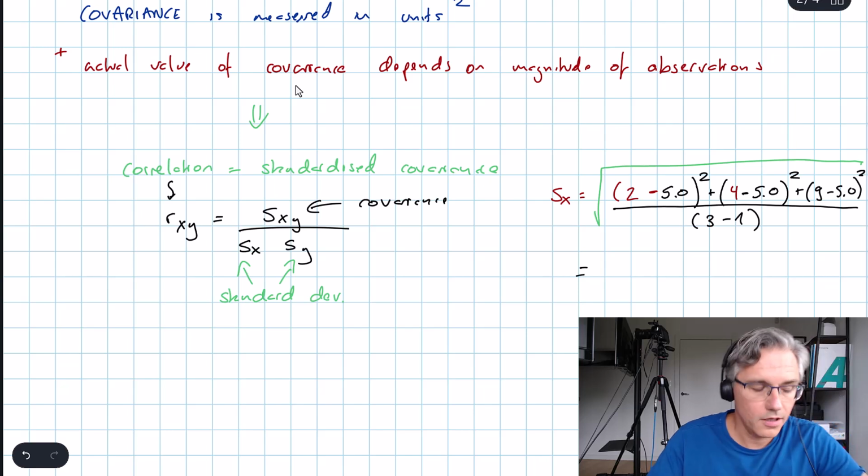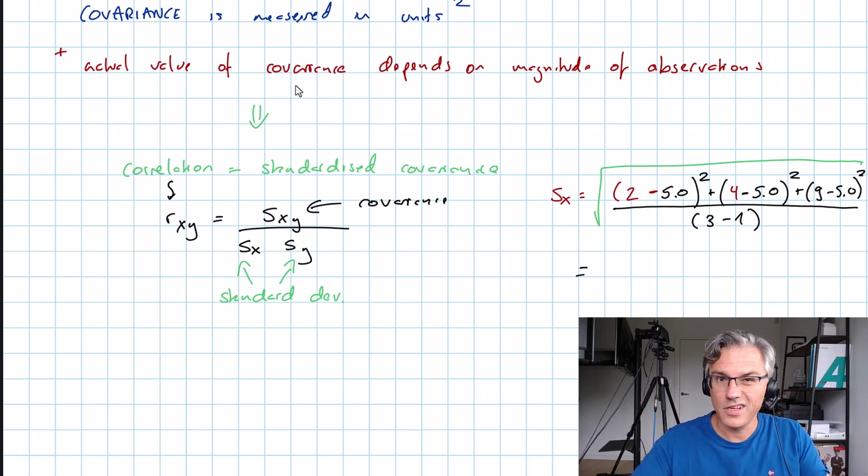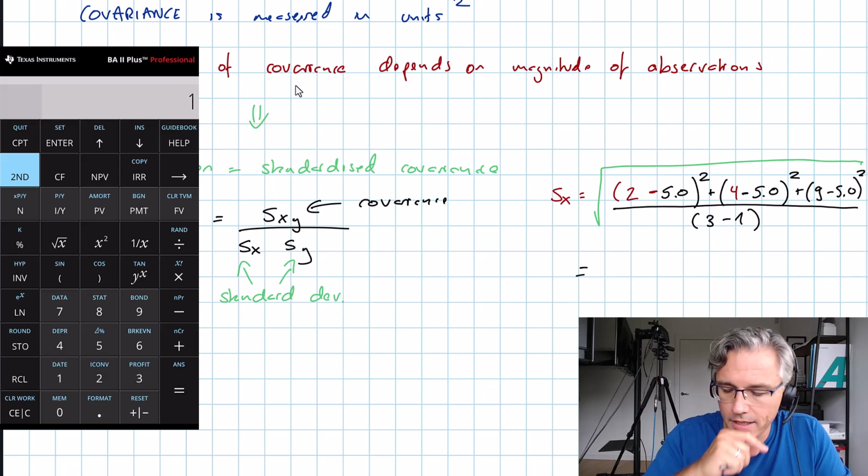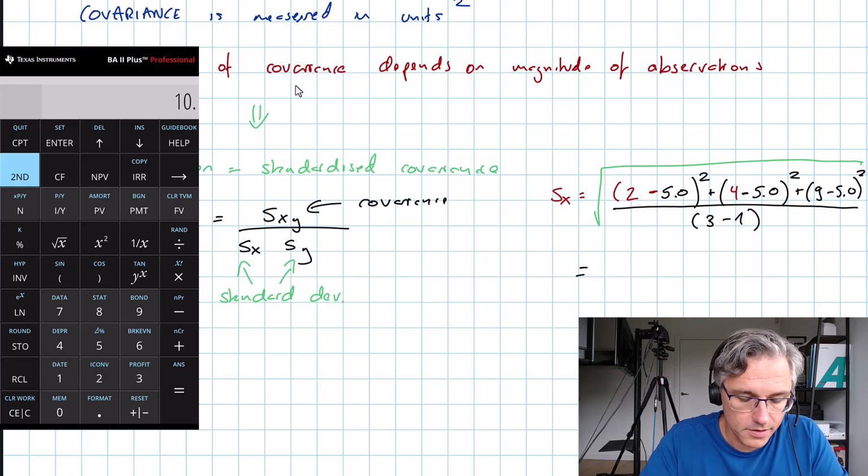Of course, this is all covered in previous videos. So let's take my calculator. 2 minus 5 equals minus 3, square that. The next one is 4 minus 5 squared. Well, I know that's going to be 1. Of course, when you square, you get rid of the negative sign. And the final one is 9 minus 5, which is 4, so we're actually getting plus 16 over here. Okay, so I've got 26.